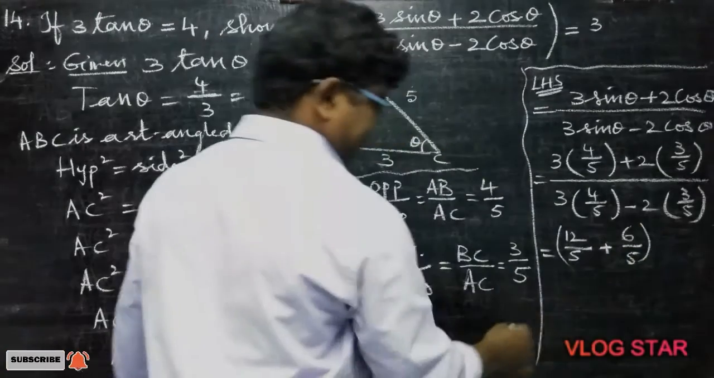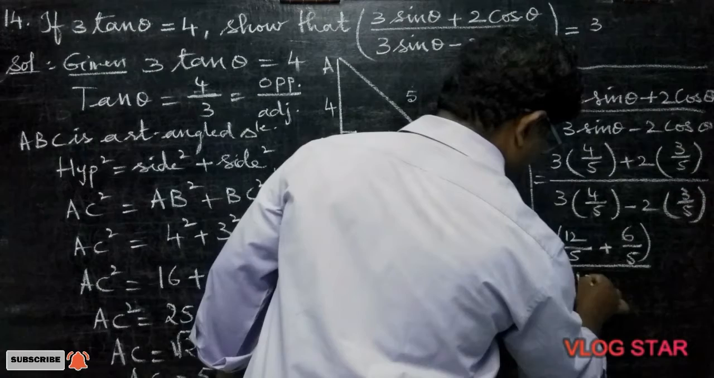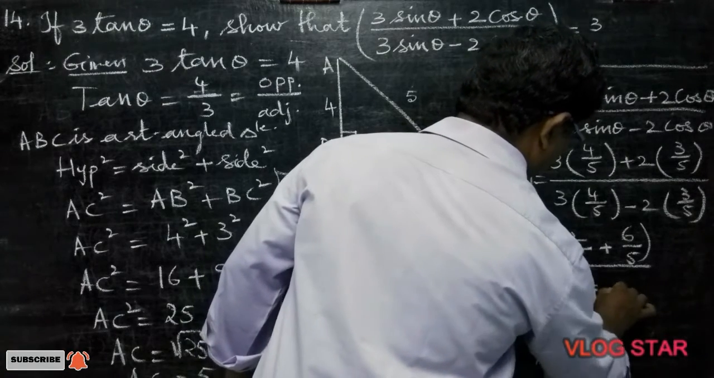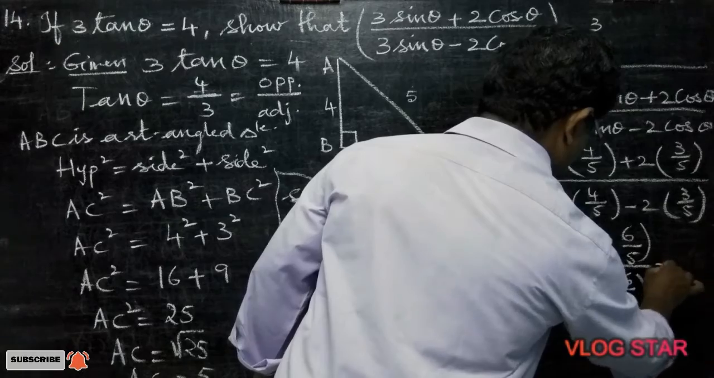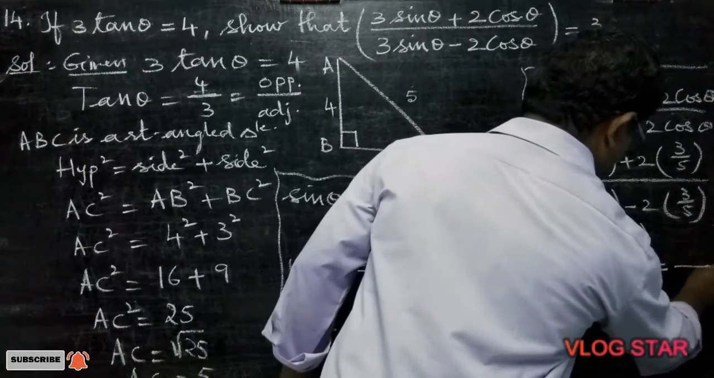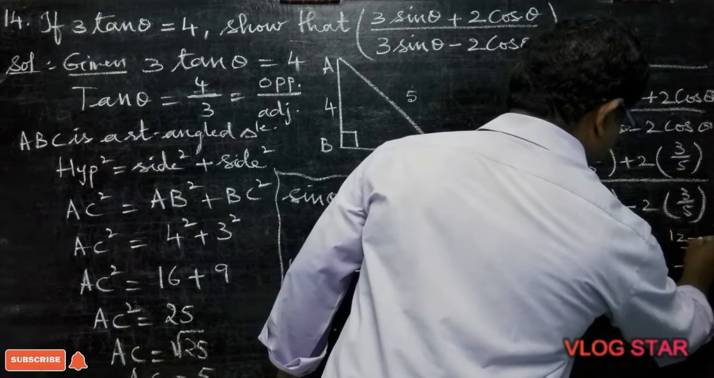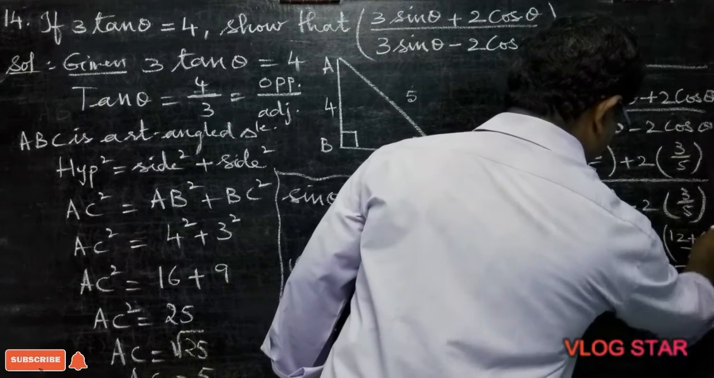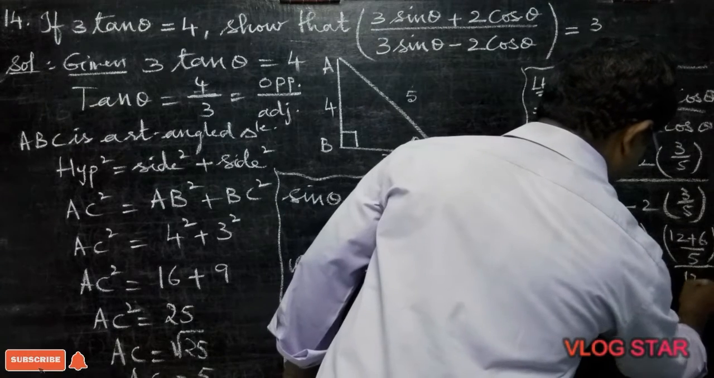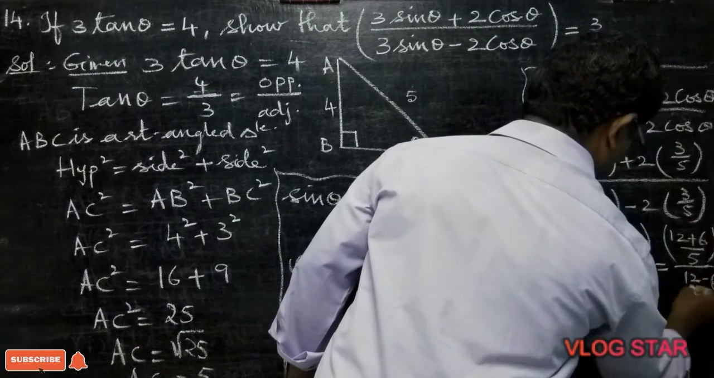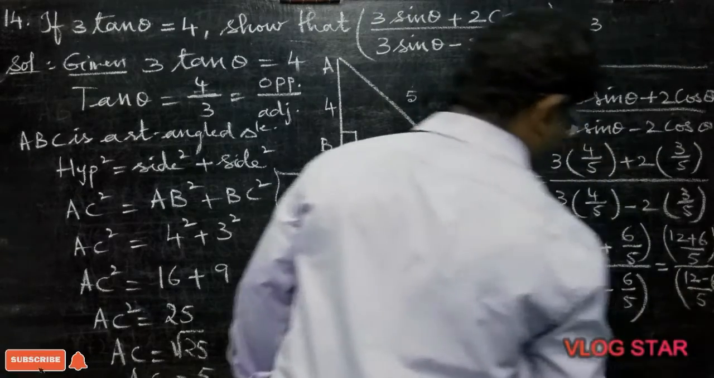This is the numerator. Come to the denominator. 3 4s are 12, 12 by 5 minus 6 by 5. That is equal to, 5 is the LCM. 12 plus 6, keep this in bracket, and here 5 is the LCM, 12 minus 6. Numerator you are going to add, denominator you are going to subtract.